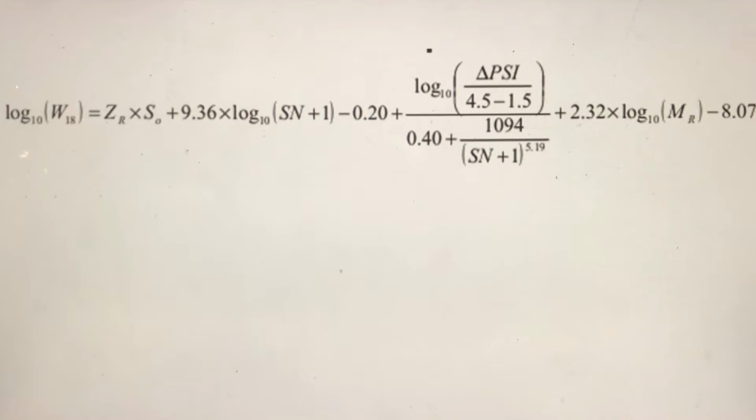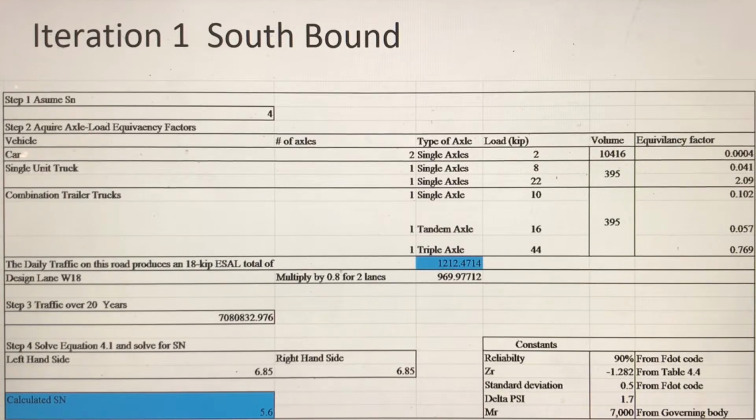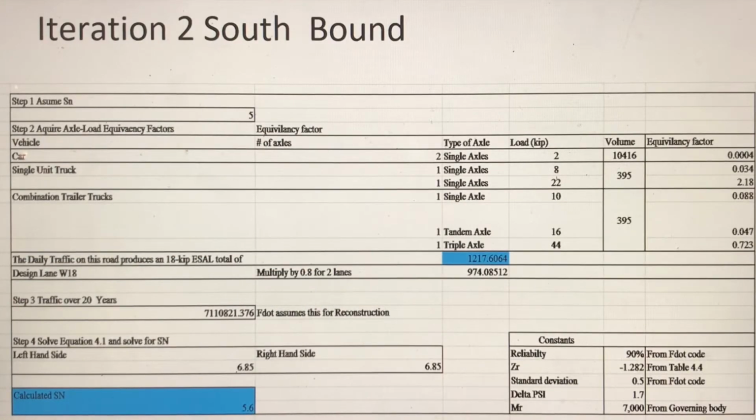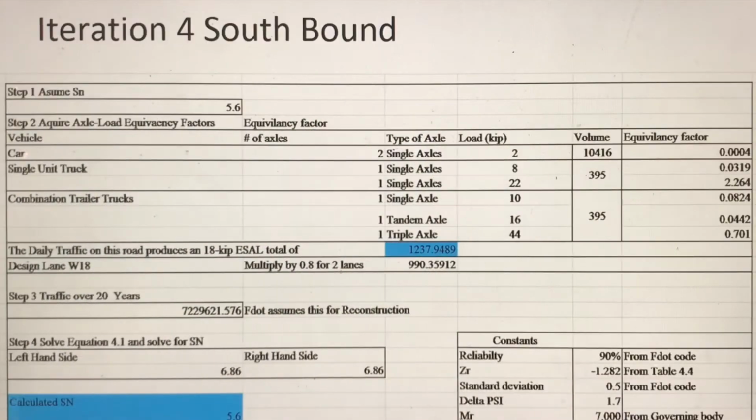According to Table 3.1 of the FDOT Manual, reconstruction projects should be designed to withstand the 18-kip ESAL traffic for 20 years. There are only 2 lanes on the roadway, so the directional design lane was calculated by multiplying the daily 18-kip ESAL totals by 0.80, as per Table 4.10 in the Principles of Highway Engineering and Traffic Analysis book. Here we have iterations 1 and 2, now the third, and now the final iteration.